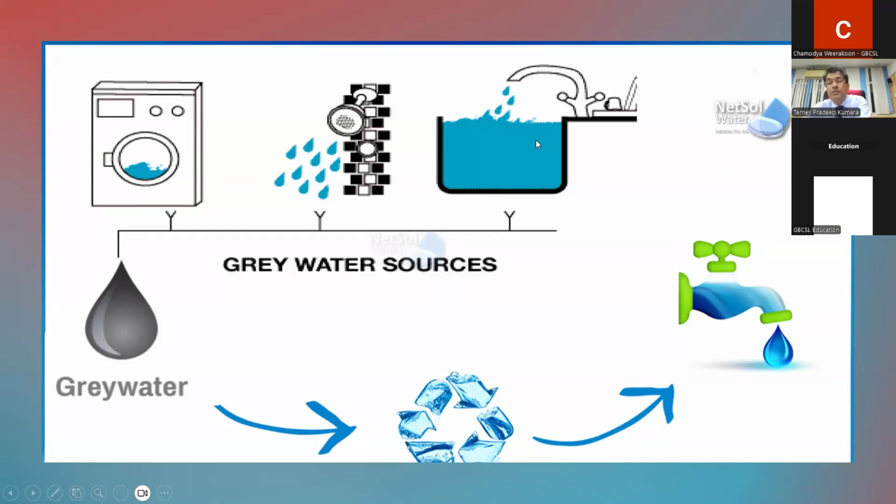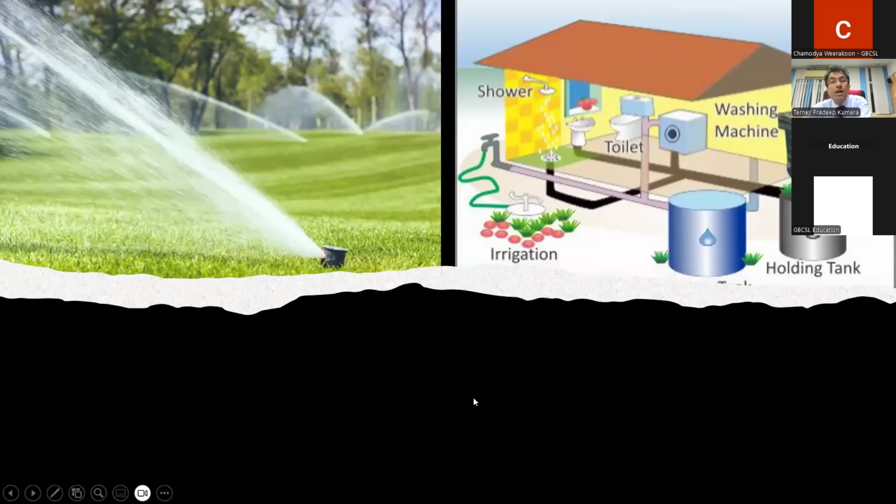Grey water is water from your washing, and again from your bathing areas, and even from your sink, and even from the kitchen. You recycle them and use them in gardening. You have a system, holding tanks, and a distributing tank. Then from that you distribute for gardening, irrigation, and even treated grey water for toilet flushing, right? So some concepts for you.